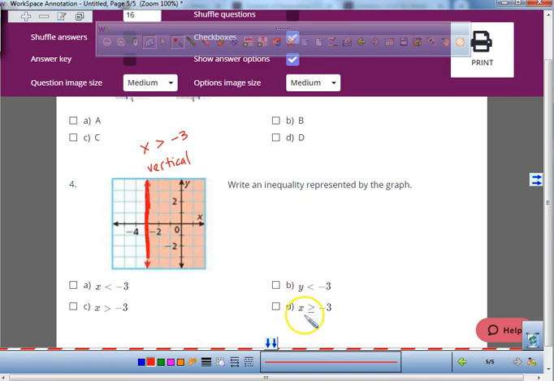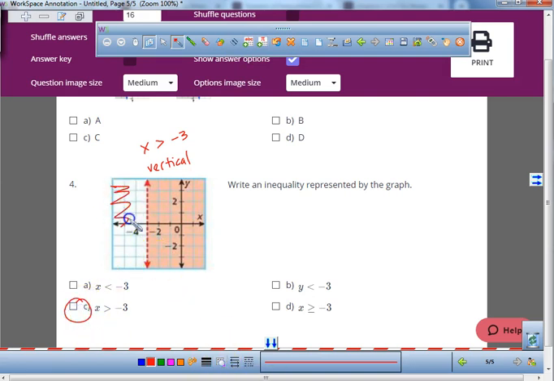D, yes, it would be D, right? If it was solid, but it's not solid, it's dotted, so it's answer choice C. If it was shaded on this side, what would the answer choice be? It'd be A. All right, so if I switch, do you guys know what I'm talking about? If all this shading switched over to the left, it would be answer choice A.